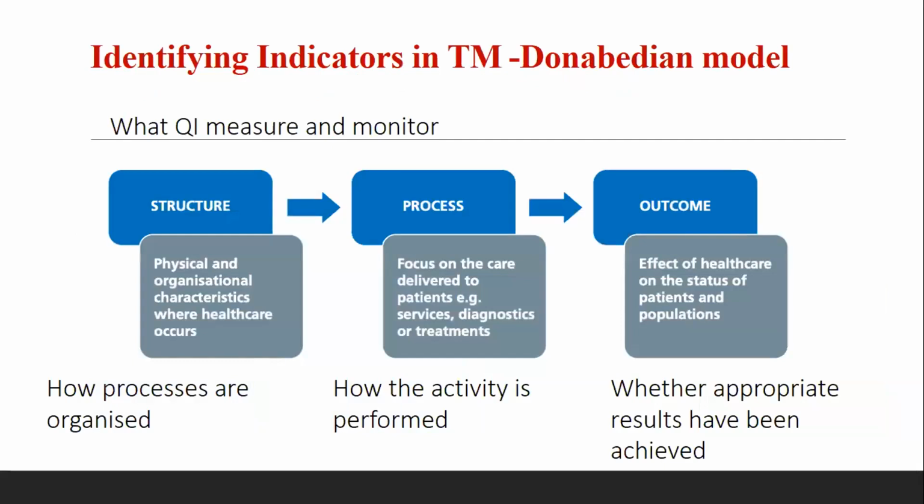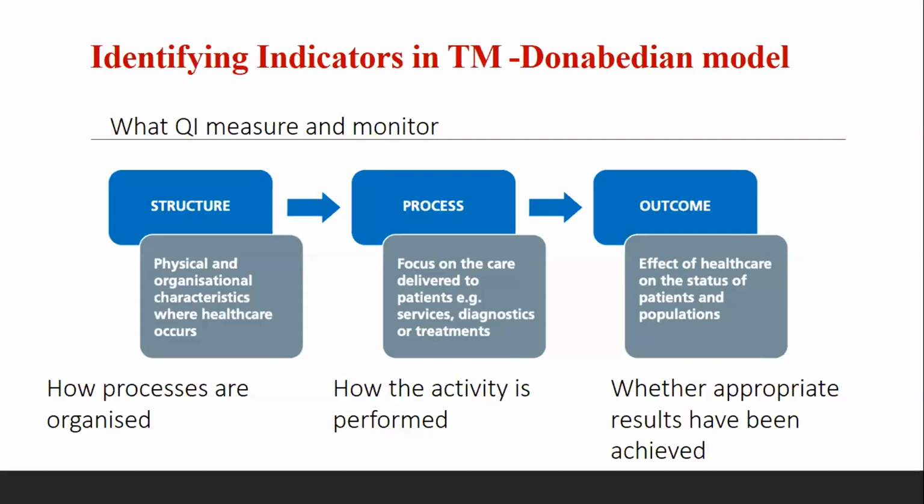Now, how do we identify these quality indicators for transfusion services? Based on the Donabedian model, where we look into the structure, that is the physical and organizational characteristics of a healthcare system, and it is mainly based on how the processes are organized. The next is the process as such. So, how the activity is actually performed, and finally the outcome of that activity, the effect on the healthcare, on the patient status, the patient blood management, and whether appropriate results have been achieved.